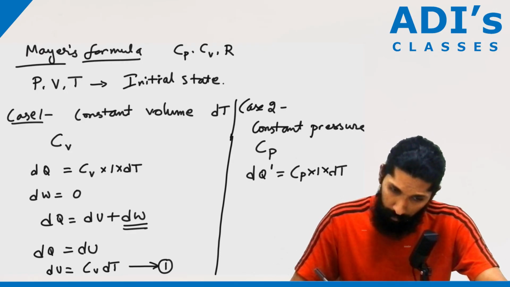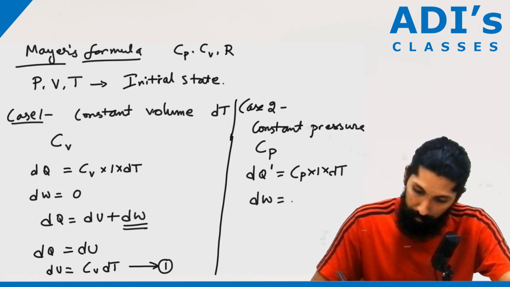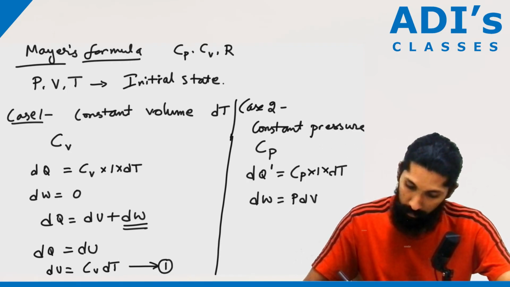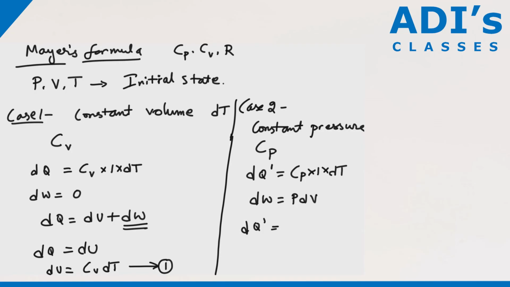Now we have the work done, so dW is equal to P into dV. Let's apply this here. We have dq dash is equal to dU dash plus dW. So dq dash, which is Cp into dT, is equal to dU dash plus P into dV. So we got this.